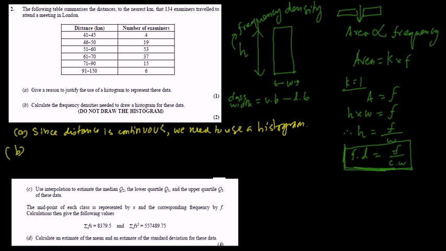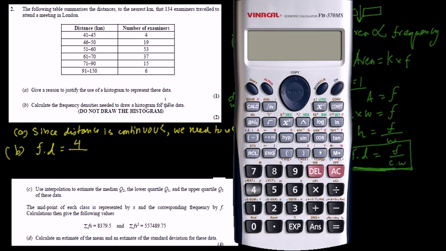Remember, it's not the same thing as the frequency. So they asked us to calculate the frequency densities. So frequency density is frequency divided by class width. So frequency is 4 divided by class width. Now let me bring out my calculator. I do 45.5 minus the lower boundary, 41 less 0.5 is 40.5, so 45.5 minus 40.5, you'll get 5.